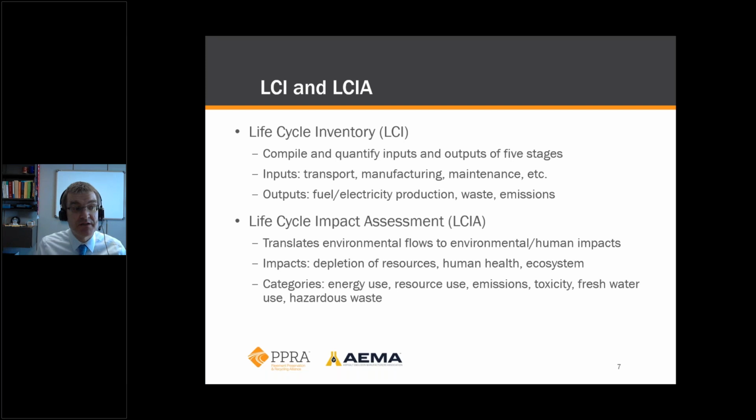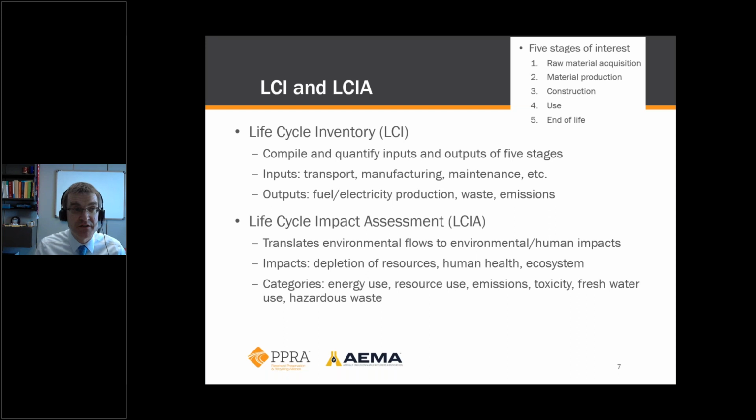And so what are some of the impacts? The impacts are depletion of resources, or effects on human health, or effects on the ecosystem. And there's all sorts of categories under the LCIA as well. And that includes energy use, resource use, emissions, toxicity, freshwater use, and hazardous waste. So you can see here we're kind of revolving around and circling around this concept of we have these 5 life cycle stages: the raw material acquisition, the material production, the construction, use, and end of life. We have these inputs and outputs, and those inputs and outputs can then be translated into impacts and categories. So these are all the pieces that we fit together during an LCA in order to continue moving along our trek. So the LCI and the LCIA lead to the LCA.